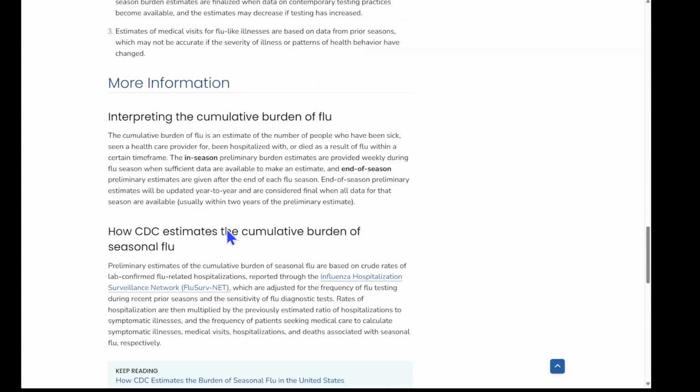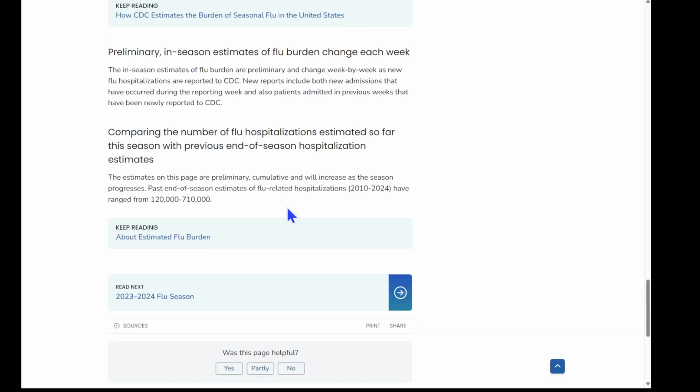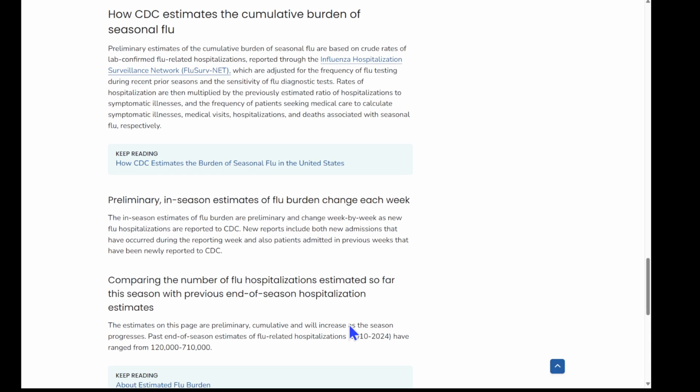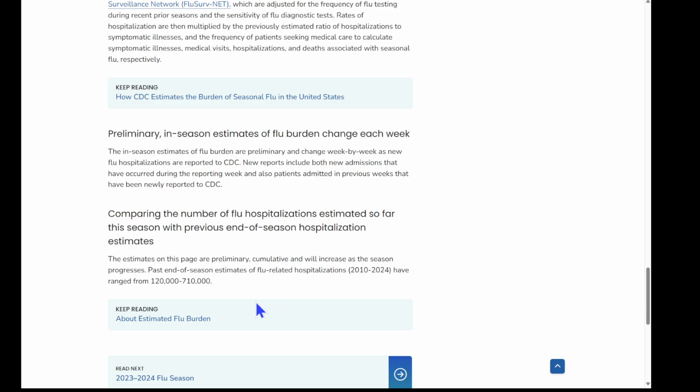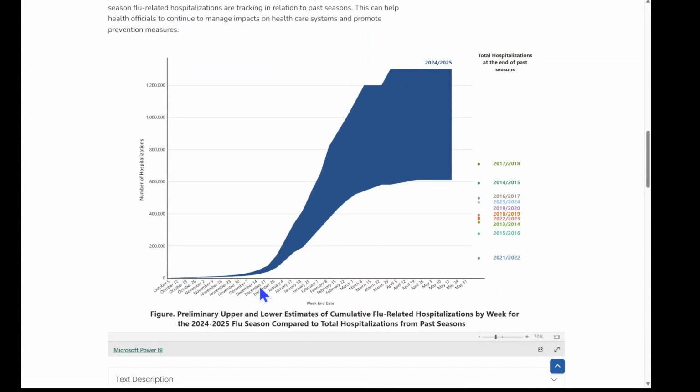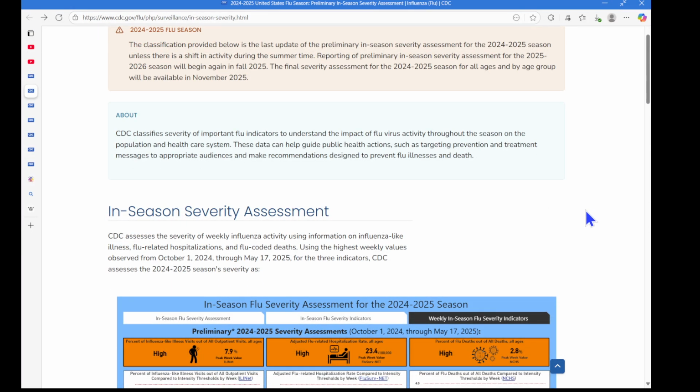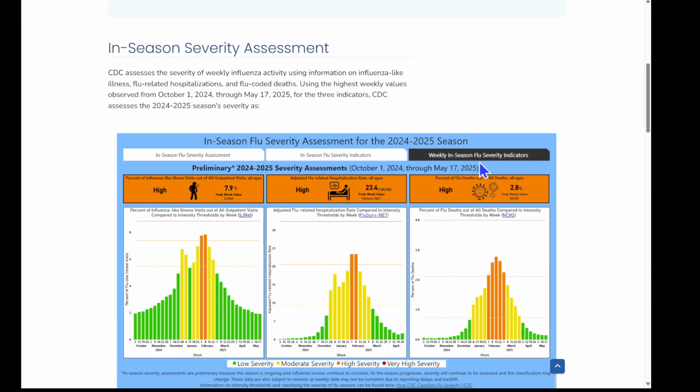trends to hold true. Now, there's more stuff down here listed, but the general range of flu hospitalizations from 2010 to 2024, excluding the 2020-21 season, was from around 120,000 to 710,000 flu hospitalizations, with the rough median being somewhere around 400,000. And there's an additional page here, and this is for the actual deaths and statistics.